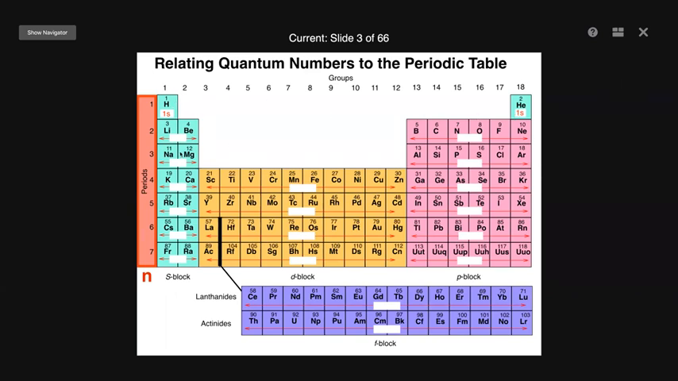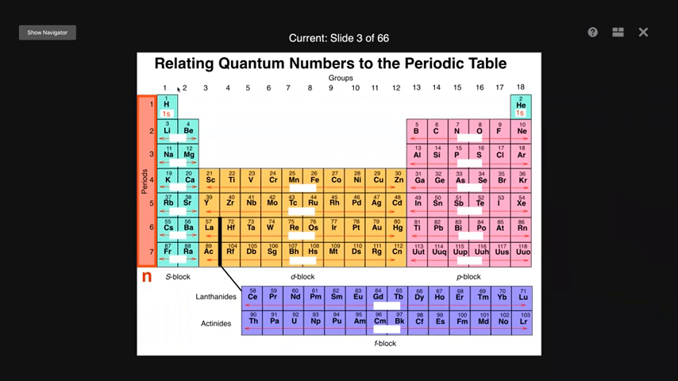Each of these columns is going to be expressed by the angular momentum number L. For example, the first two columns, I'm going to refer to this as group. The row would be the period, and the column would be the group.